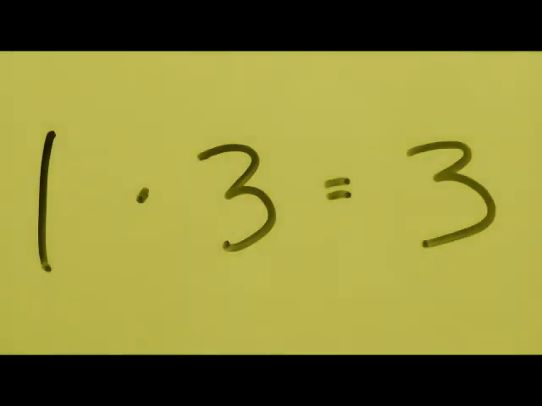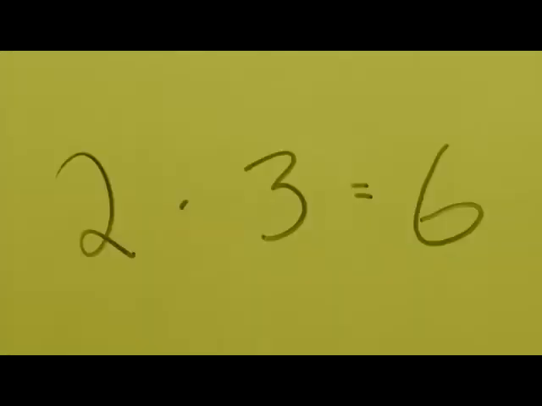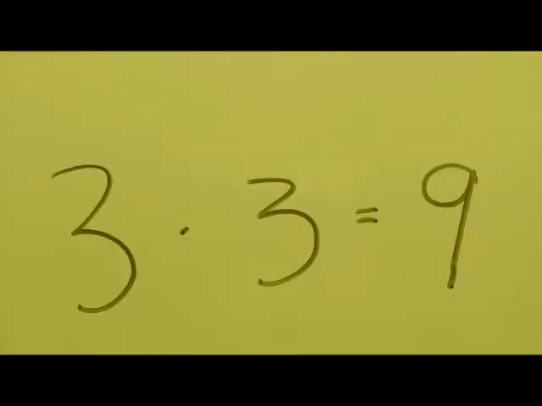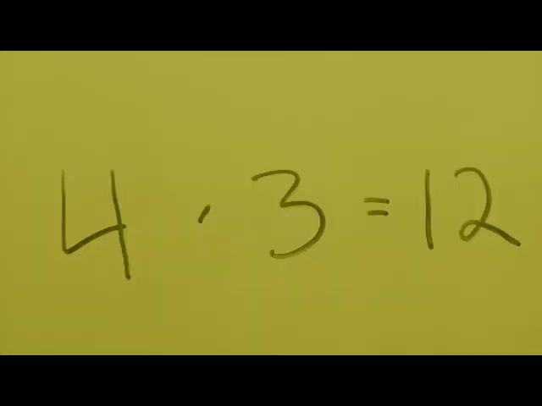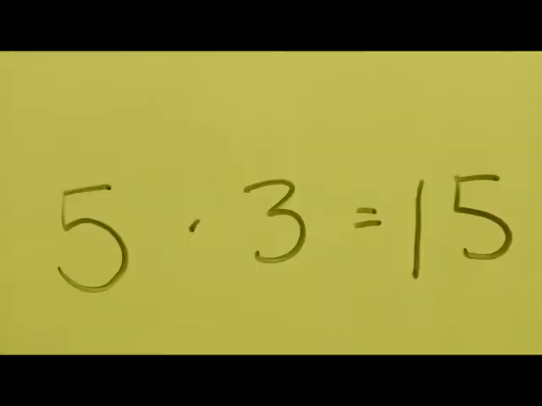One times three is three. Two times three is six. Three times three is nine. Four times three is 12. Five times three is 15.